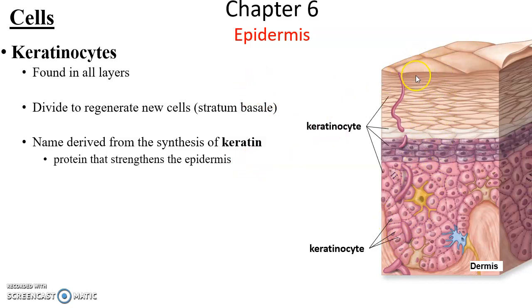The keratinocytes are actually found in all the layers of the skin, epidermis. They are the most common cell of the epidermis, making like 99% of the cells. They are produced in stratum basale, and as they travel through the layers, they fill with a protein called keratin, hence the name keratinocytes.